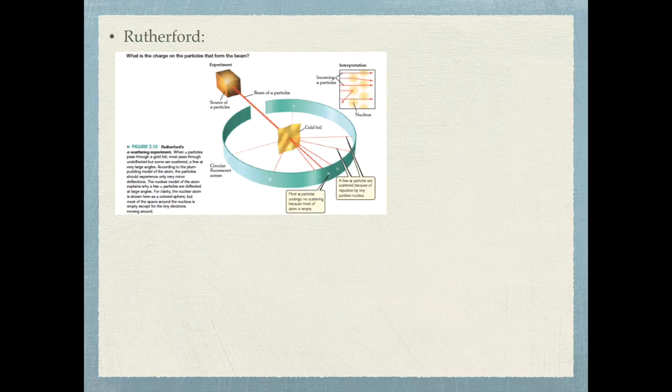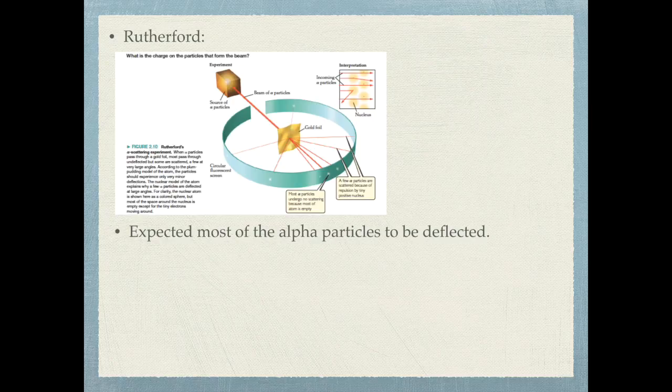Now, the next scientist was actually Rutherford, and he tried to prove Thomson's plum pudding model correct. And so what he did was he sliced gold foil extremely thinly, and he shot alpha particles into the gold foil. Now, if Thomson's model was correct, Rutherford expected that most of the alpha particles would be deflected because we're assuming that most of the gold atom is positively charged.